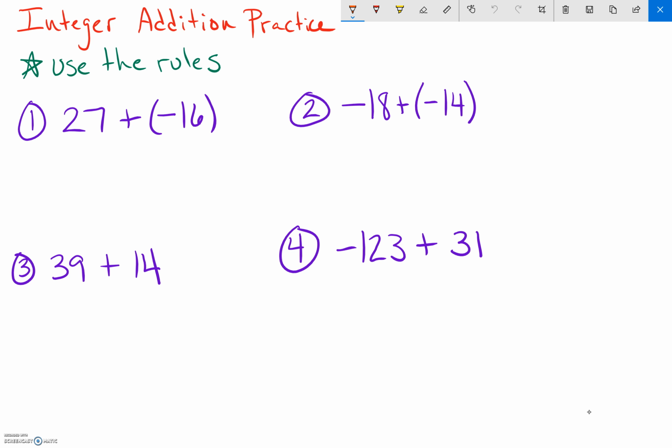Then I'm going to show you the rules for integer subtraction before we take a look at today's homework. So go ahead and solve number 1.